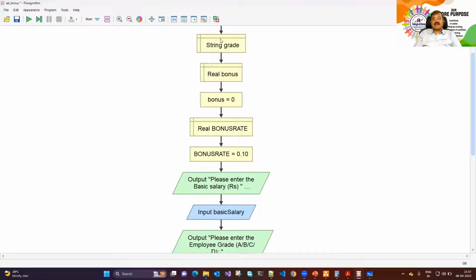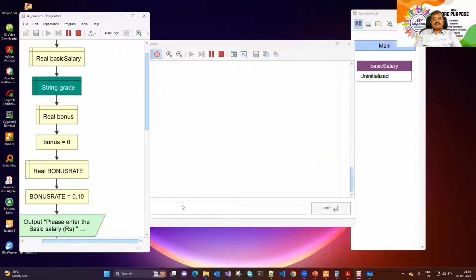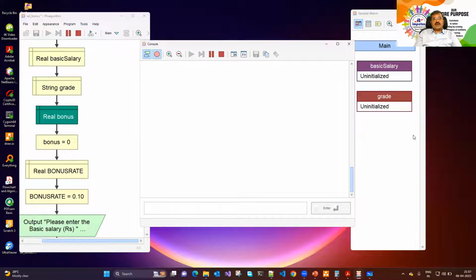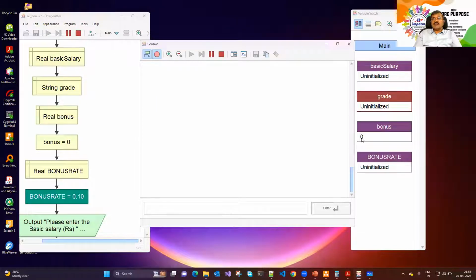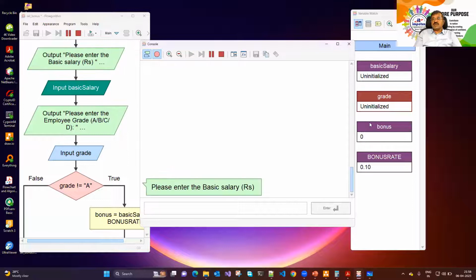Now let's recreate the same scenario once again. We run the code once again. Watch it. This bonus is now initialized to 0. देखो यहाँ bonus में value 0 आ चुका है. And then we ask the user, please enter the basic salary. User enters basic salary as 50,000 once again.